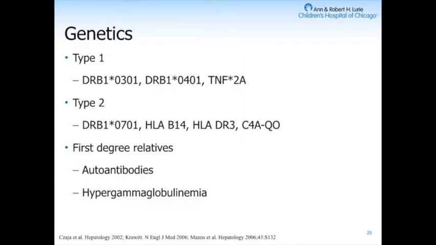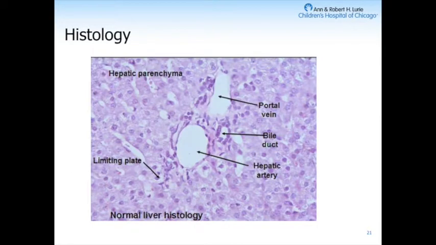So this is just some of the data on the genetics that you have probably heard of. It may be a little bit more common in first-degree relatives. I know Craig said that when he did the survey, it looks like that doesn't pan out. People who have autoantibodies or hypergammaglobulinemia would be more likely to develop it.